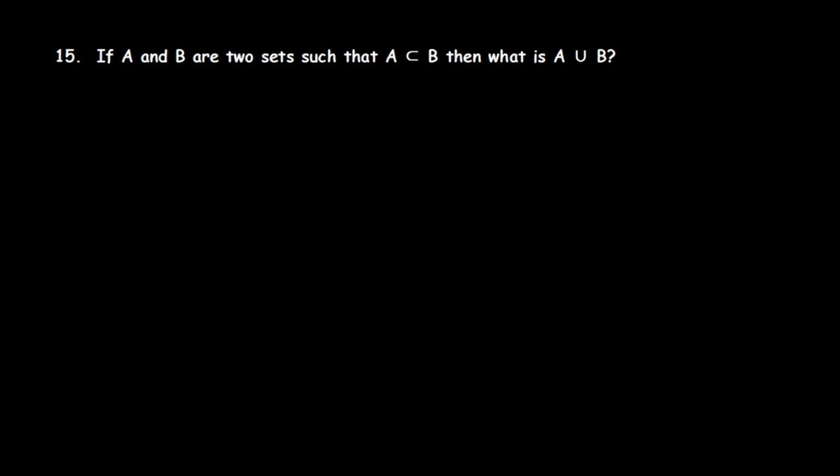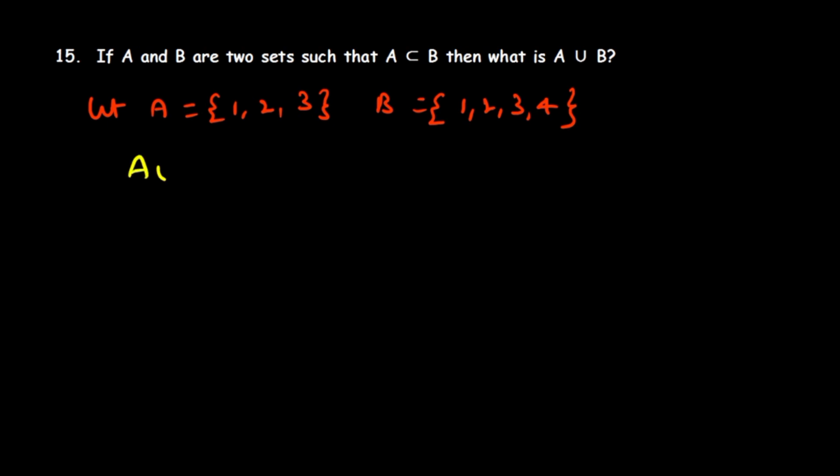If A and B are two sets such that A subset B, then what is A union B? Yes, if A subset B, let us take set A equal to 1, 2, 3, and set B equal to, you take more than 1, 2, 3 because A subset B they have given, so I'm going to take 1, 2, 3, 4. Now if I find A union B from this, then what do I get? Yes, all together, that means 1, 2, 3 here and 1, 2, 3, 4 here.